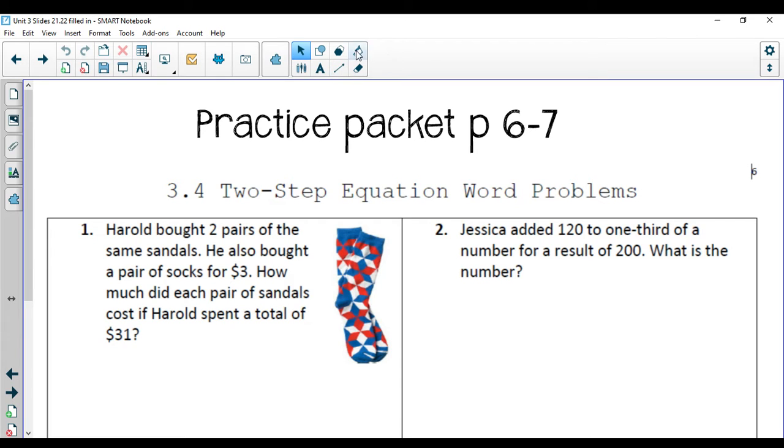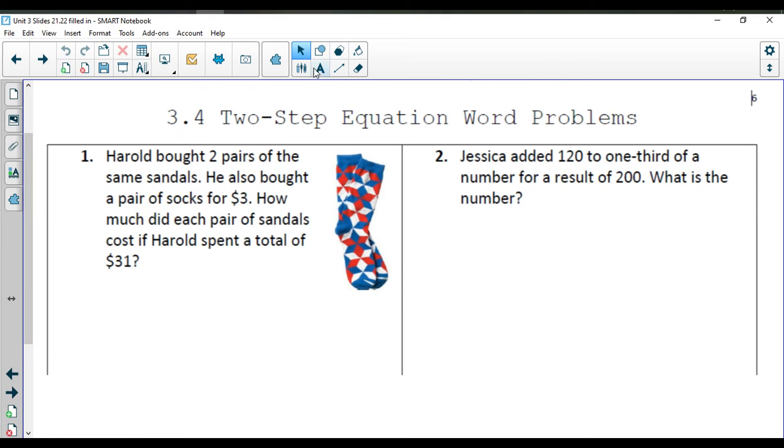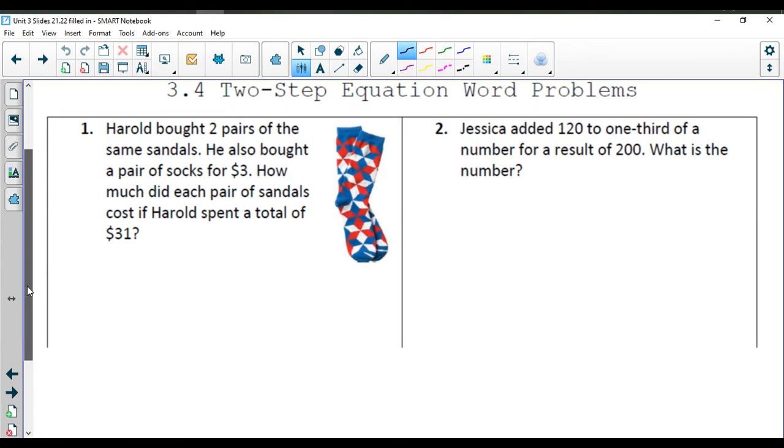All right, this is lesson 3.4, the practice packet. We're on pages 6 and 7. So these are two-step equation word problems. We'll be writing the word problem, solving it, and then also including a label.